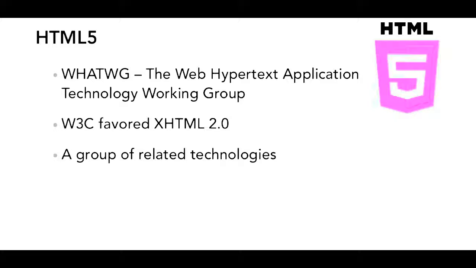HTML5 is actually a group of related technologies of which HTML is just one part. These technologies include a number of DOM, or Document Object Model interfaces, that are typically accessed with JavaScript, including web workers, geolocation, drag and drop, offline storage, and much, much more. The WHATWG and W3C versions of the full HTML specification do not always agree and do not even have the same list of technologies included.